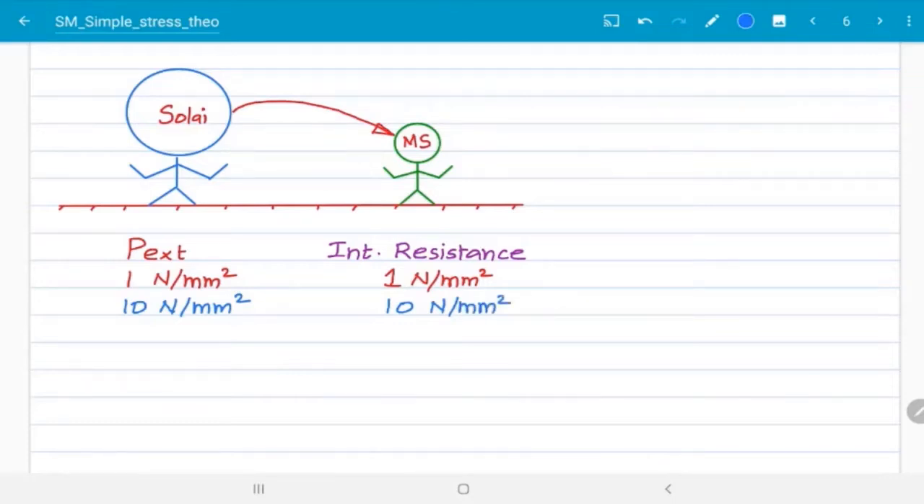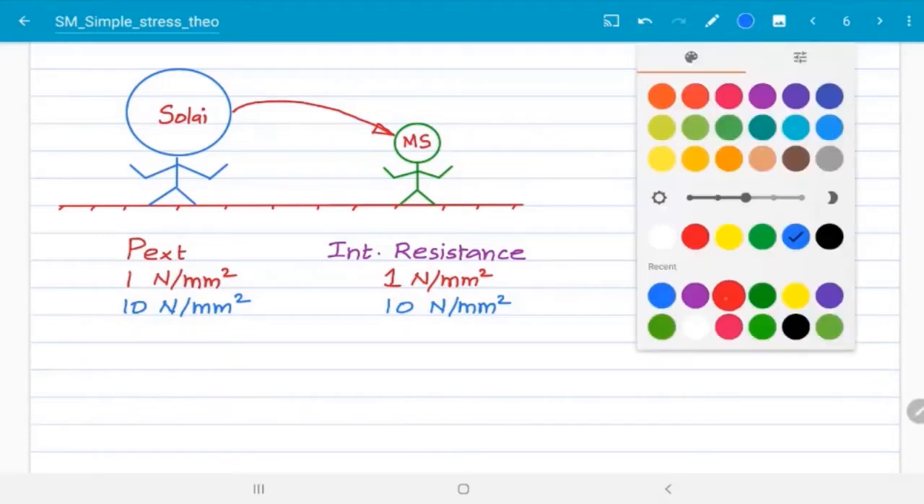Now we are going to concentrate on the unit. What is another name for Newton per mm square? Newton per mm square is megapascal. Newton per meter square is Pascal. Newton per mm square is megapascal. So hereafter we will use megapascal.